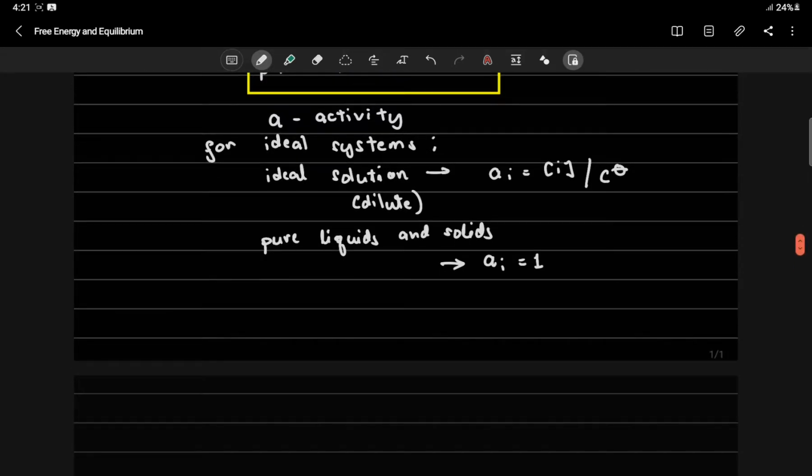But for perfect gases, okay, ideal gases, napag-usapan natin ito kanina, right? But the activity of a certain gas is equal to the term that we showed earlier, the partial pressure of that gas divided by the reference pressure or the standard pressure. Okay.